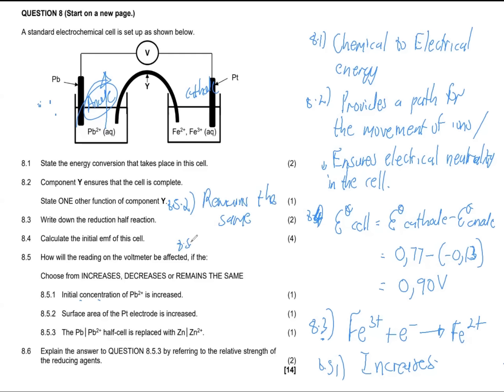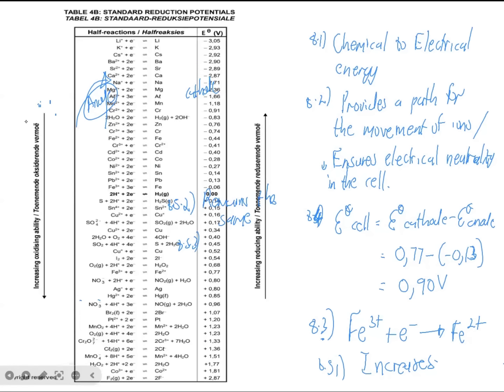And then now they say the Pb2+ half cell is replaced with zinc 2+, right? So what will happen if we replace it with that? It's just a matter of reading the distance now. Initially we have the Pb, so that's the Pb, and then to this Fe3+.